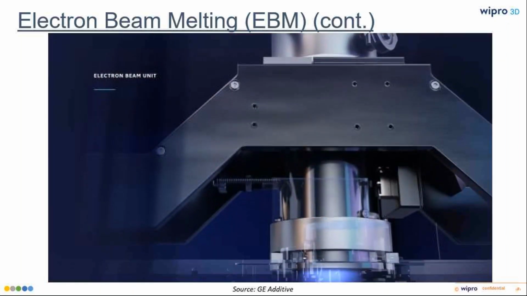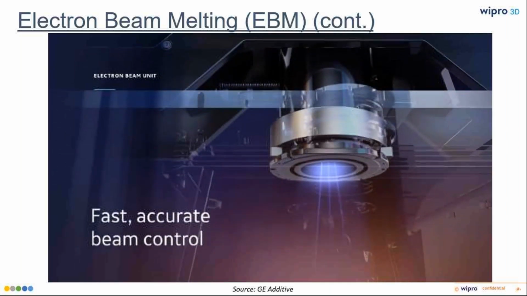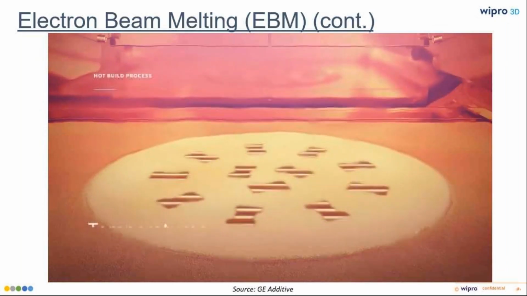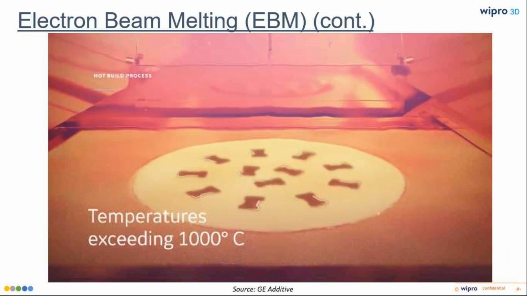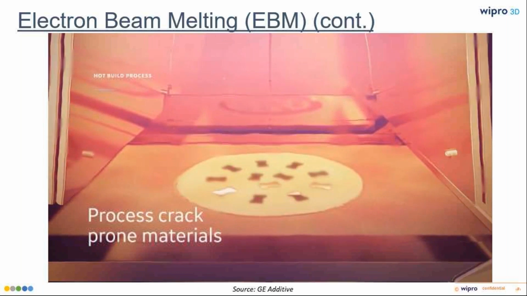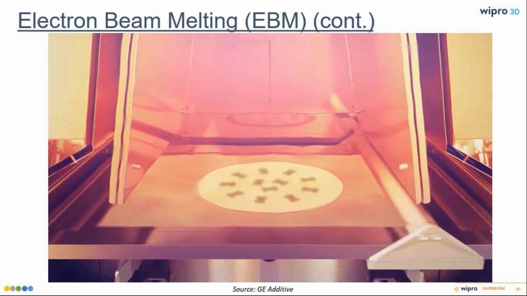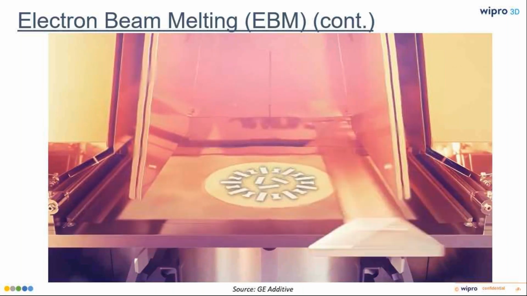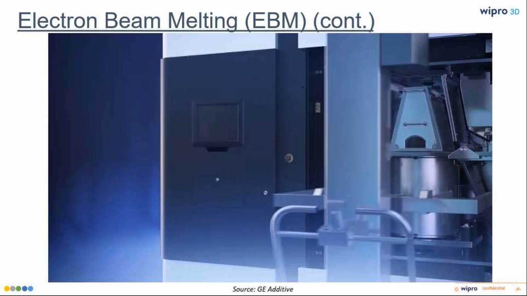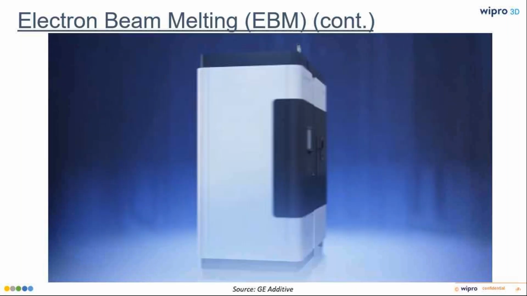The electron beam unit generating the beam contains no moving parts, allowing for extremely fast and accurate beam control. The build environment is kept hot, reaching temperatures exceeding 1000 degrees Celsius, resulting in no residual stresses and allowing for the processing of crack-prone materials. As each layer is completed, the build is lowered and a fresh layer of build powder is raked over it. This process repeats, growing the build one layer at a time. When the build is complete, the tank is extracted and the RCAM EPM machine is prepared for the next build.